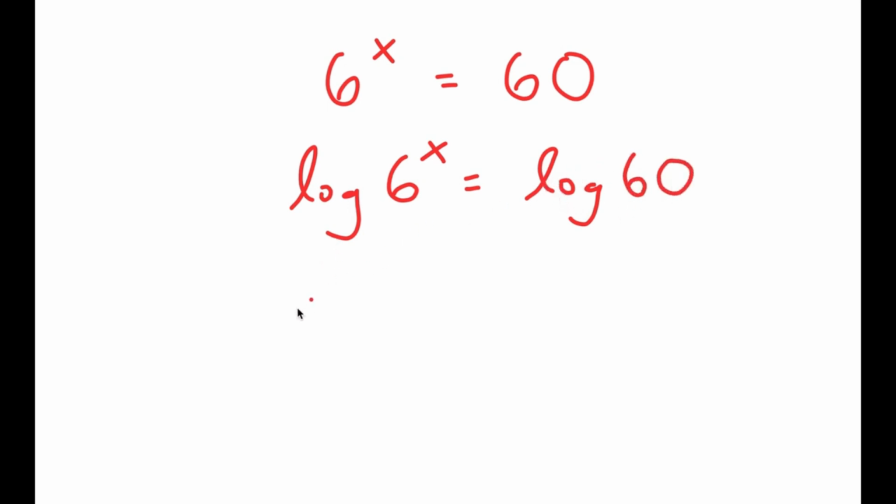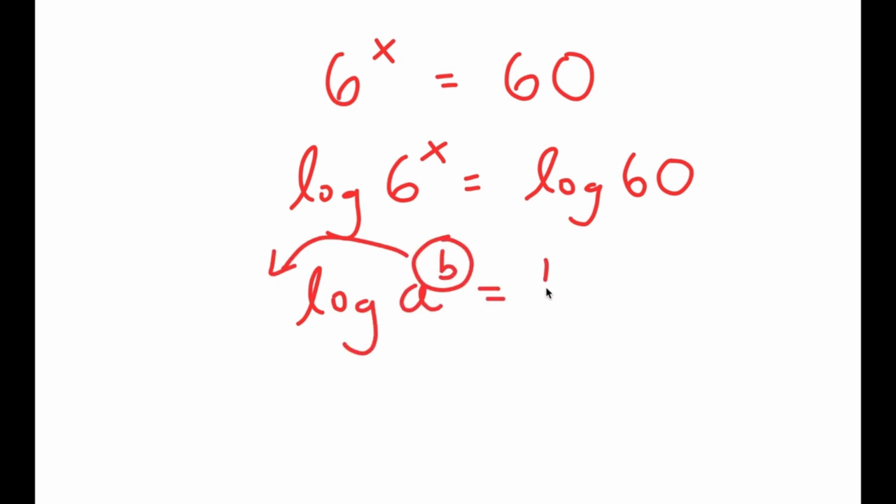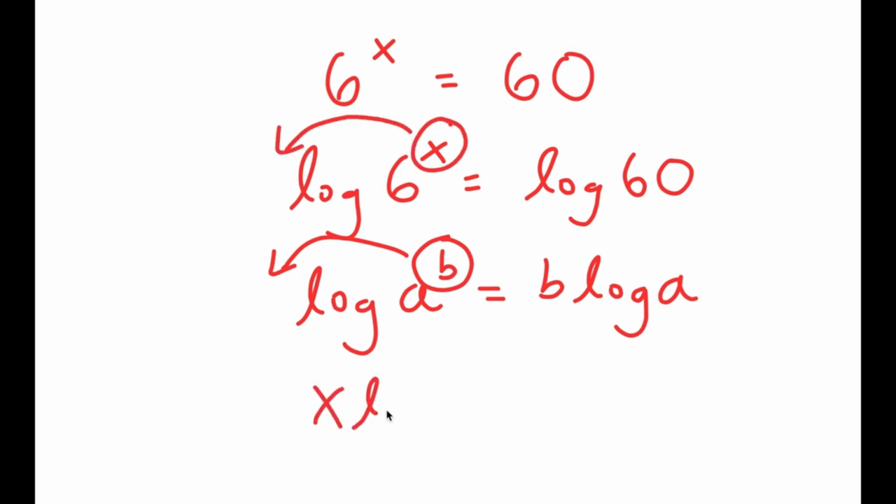Now, if I have something in the form log of a to the power of b, I can move this exponent b to the front. This can equal b times log a. In this case, I have log 6 to the power of x, and I can move x to the front. So I get x times log 6 is equal to log 60.